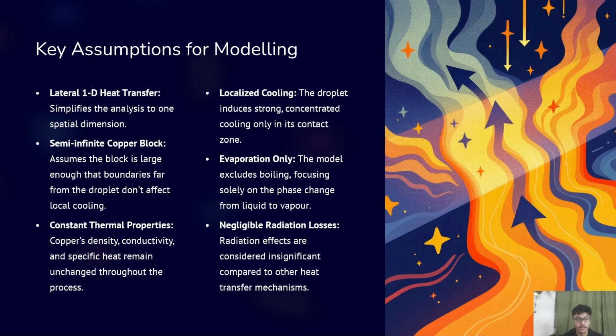Moving on, we discuss the temperature model. To make the mathematical model solvable, we use several assumptions. We reduce the problem to lateral one-dimensional conduction, which is valid because the droplet footprint is very small. We treat the copper block as a semi-infinite system so that the distant boundaries do not influence the local cooling. We assume constant thermal properties and ignore boiling. We also neglect radiation because the effect is insignificant compared to conduction and evaporation. These assumptions allow us to obtain an analytical solution.